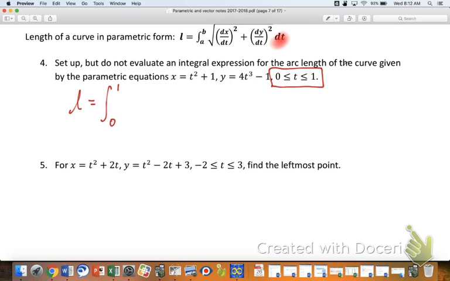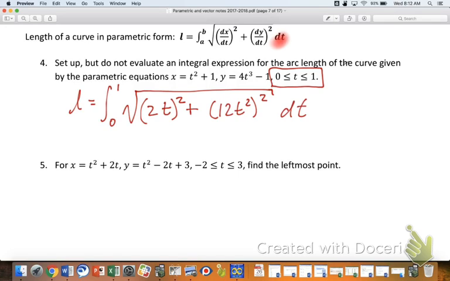Okay, so integral from 0 to 1, and then dx/dt would be 2t. So 2t squared. dy/dt is 12t squared. And then squared, dt. So that would be all it is. Questions?